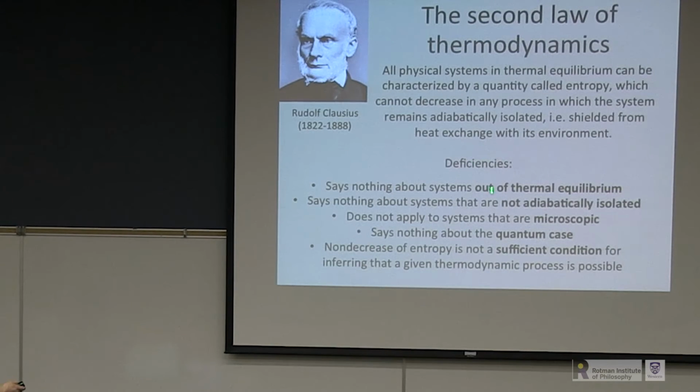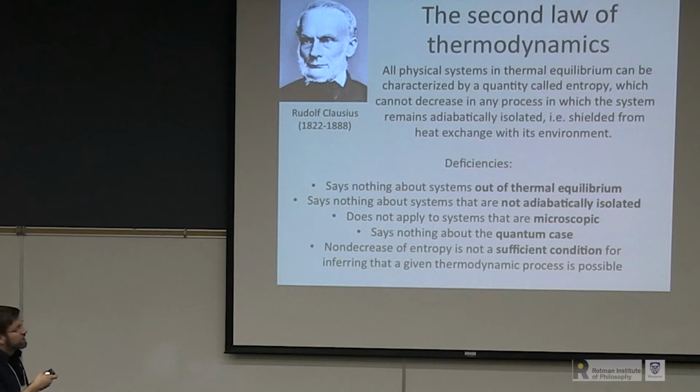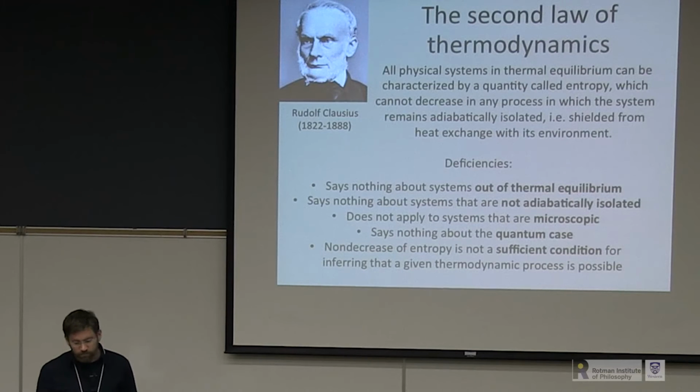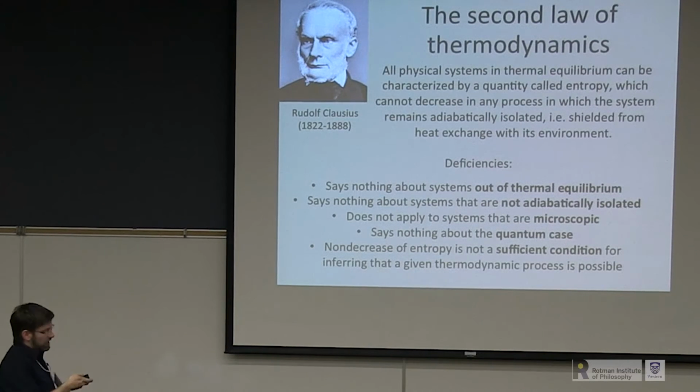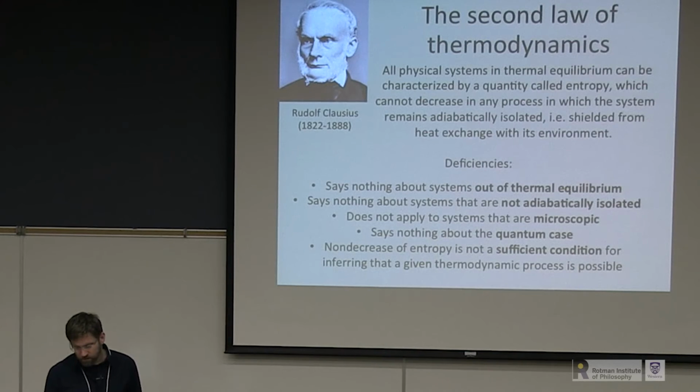And then finally, as I'll show you, it turns out that this non-decrease of entropy is not a sufficient condition for inferring that a given thermodynamic process is possible. So in cases where it's actually a valid constraint, it's only a necessary condition, not a sufficient one. So the resource theory of athermality can overcome all of these deficiencies of the standard statement of the second law.